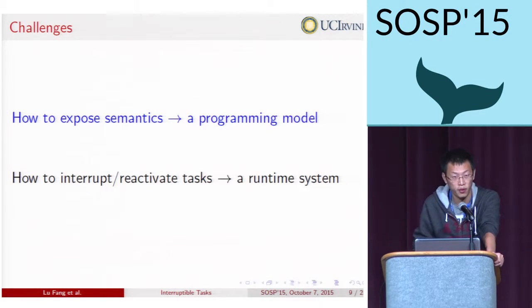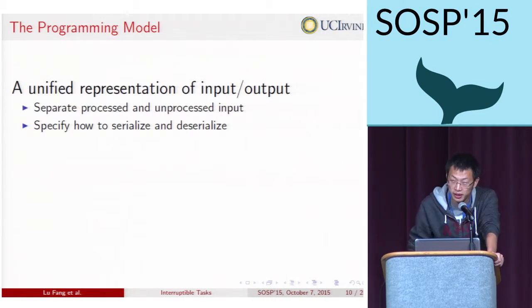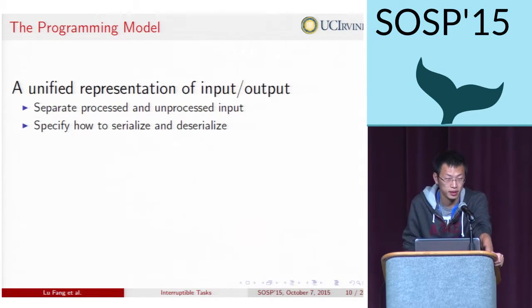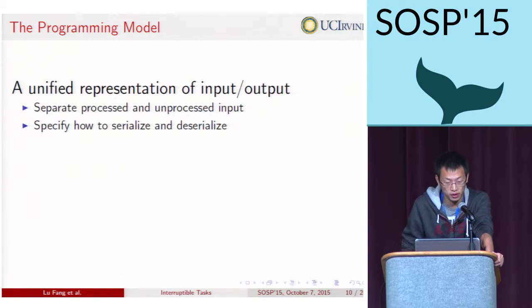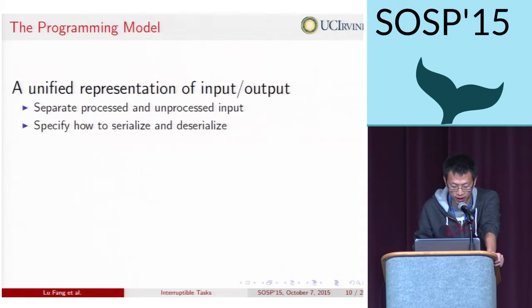Let's first look at the program model. What do we need in this program model? First, we need a unified representation of input and output. Why do we need it? Because we hope our system is general enough to be applied on different frameworks. Different systems have different kinds of input and output types. They should all provide the following two semantics.